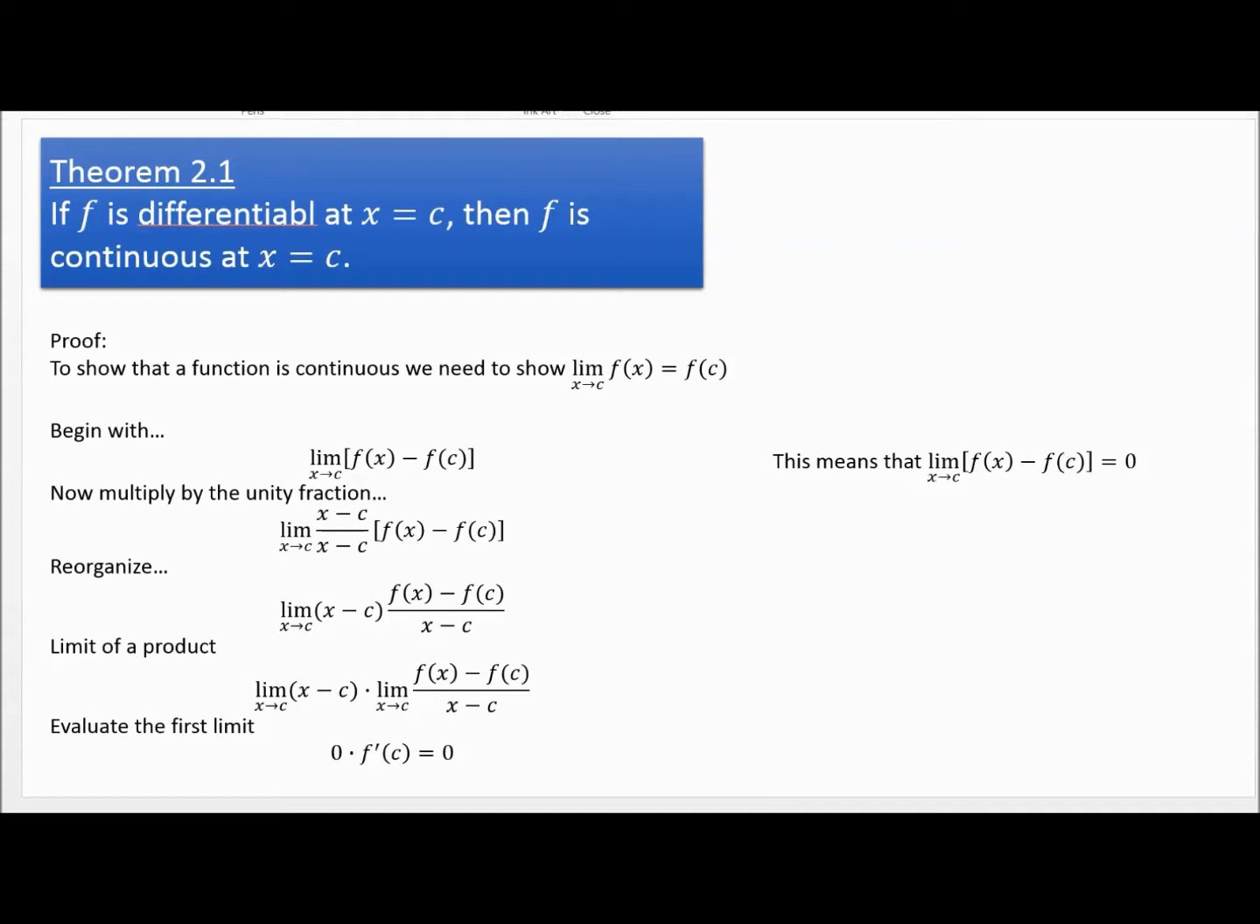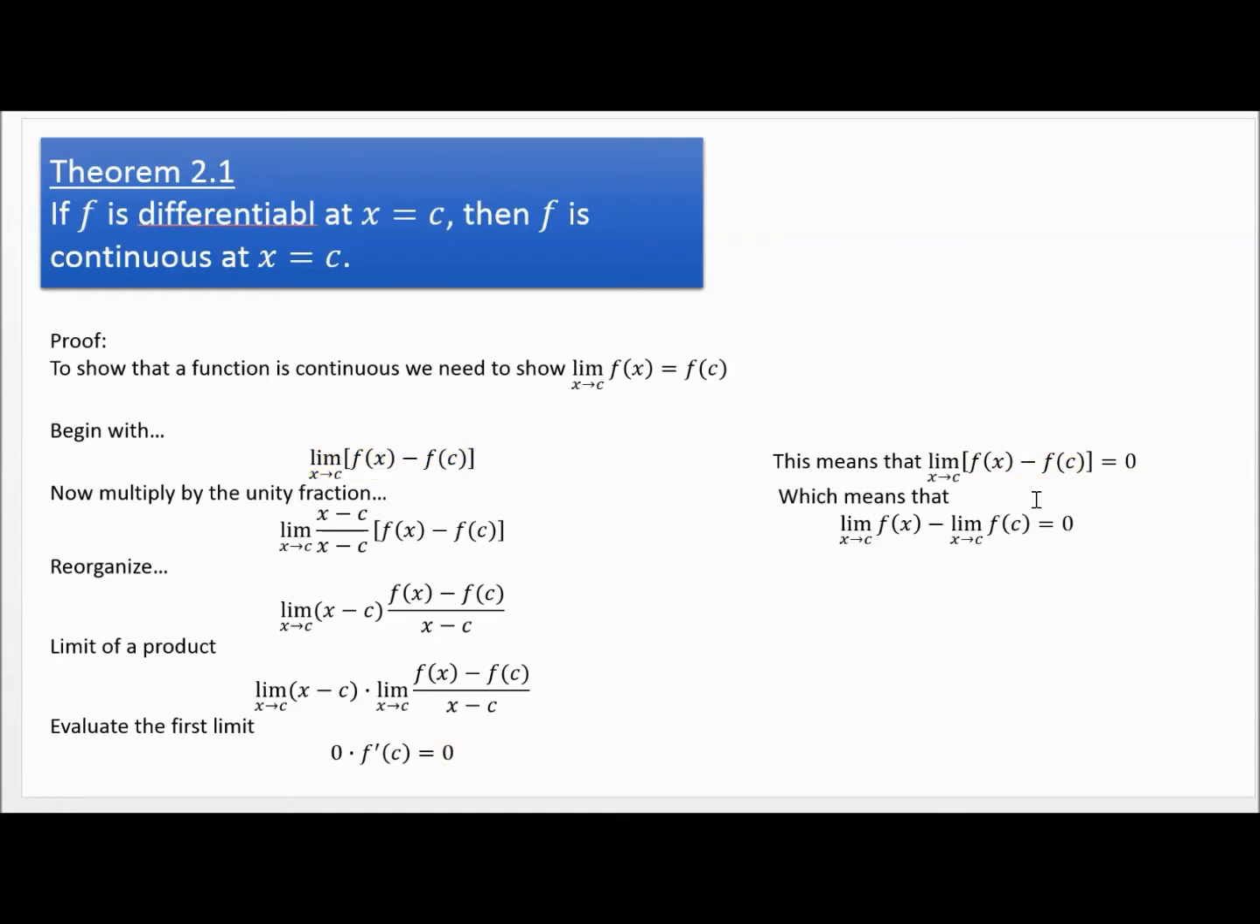Remember where we started? We started right here. The limit as x goes to c of f of x minus f of c equals 0. We used some fancy trick to do that, but really all we did was multiply by a unity fraction and use some properties of limits. Now, is that what I need? Well, whenever you have a limit out front of a sum or difference, what could we do?